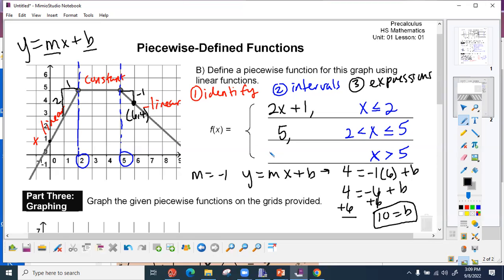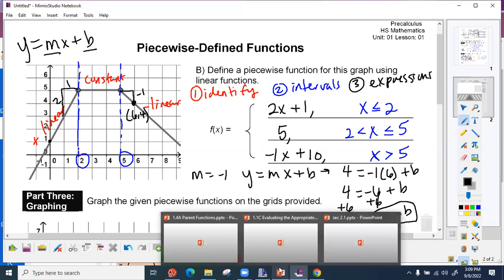Today's still a very long day. So we have -1 is our slope, right? So we had -1x, and what was our y-intercept? B, which is 10.